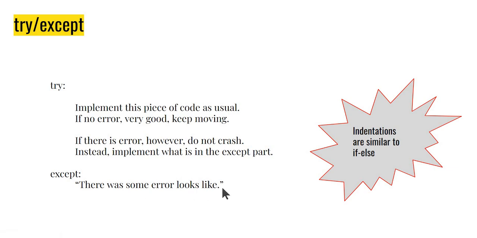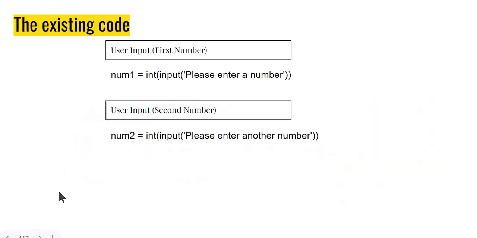Please check it again. Before I move forward, I want you to notice how similar the indentations are to the if-else statement. Remember, the if-else statement also is if condition colon, an indentation here, and then the code, and else colon, an indentation. So in the same way, we have try and except with these indentations. Let's see how we can implement this in our project.